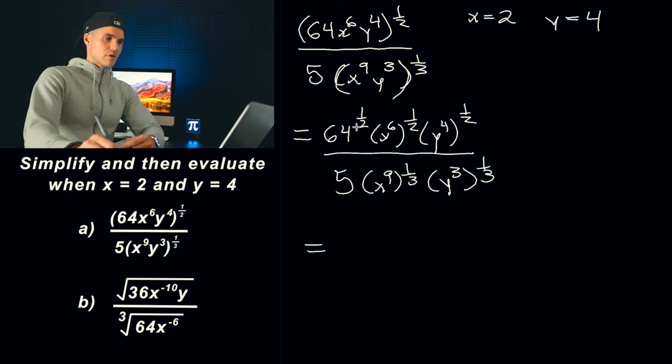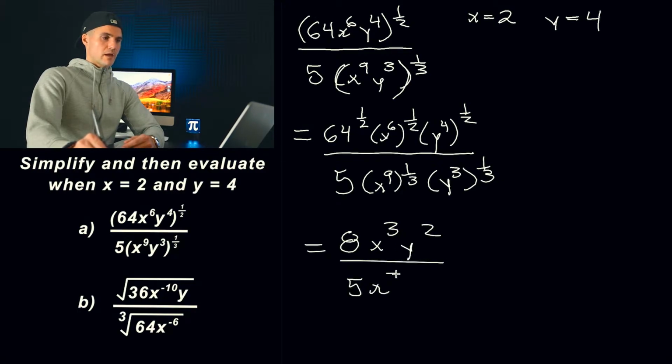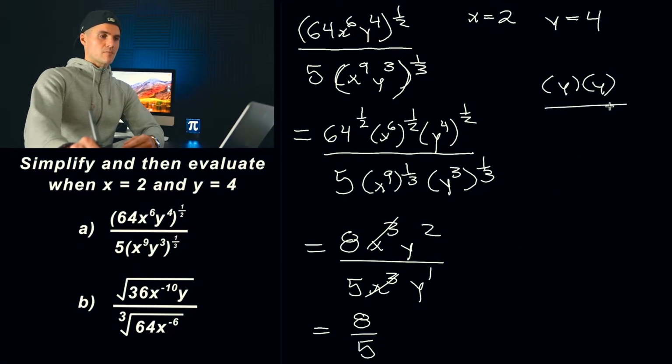And then let's simplify this. 64 to the half, it's like the square root of 64, that's 8. x to the 6 to the power of a half, that's x^3, y^2, over 5 x^3. Those are actually going to cancel out, interesting, and then that's going to be y to the 1. So the x^3's cancel out, 8/5 I can't really simplify, and then y^2 over y to the 1, well, think about it, there's 2 y's at the top, and there's 1 y at the bottom, so we're going to be left with a y at the top.